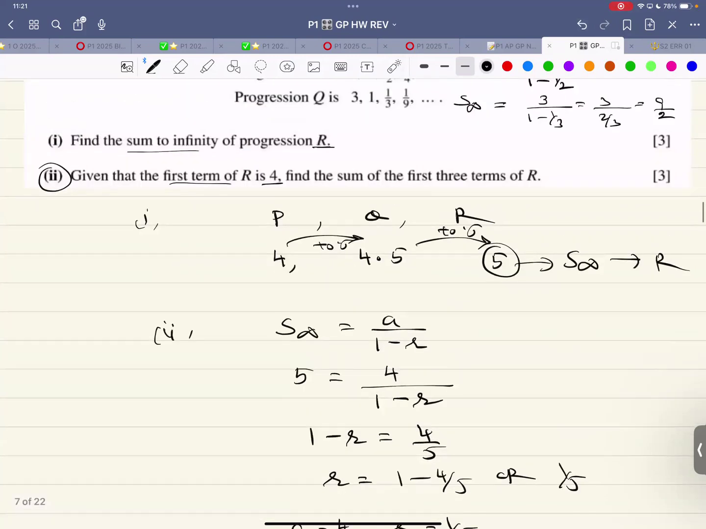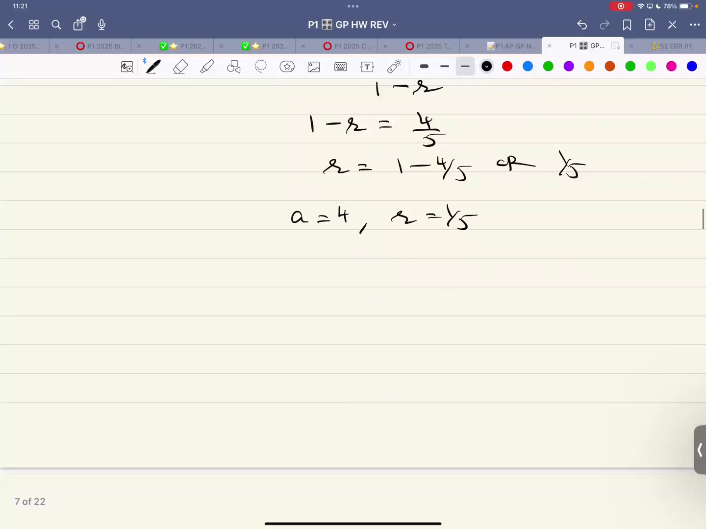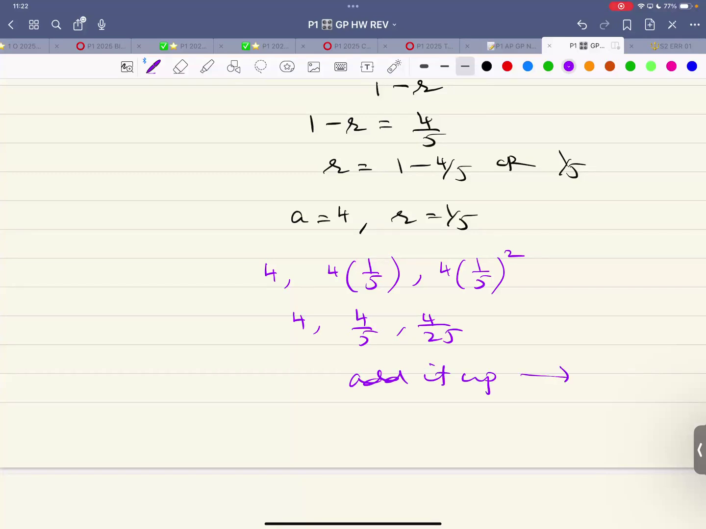What are they asking? Find the sum of the first three terms. Either you can use the formula or just write it down and add it up. So now the first term is 4. The next term is 4 into 1/5. The third term is 4 into 1/5 square. So this is 4. This is 4/5. This is 4 over 25. Add it up, and then you get the sum of first three terms. Or you can use the formula.